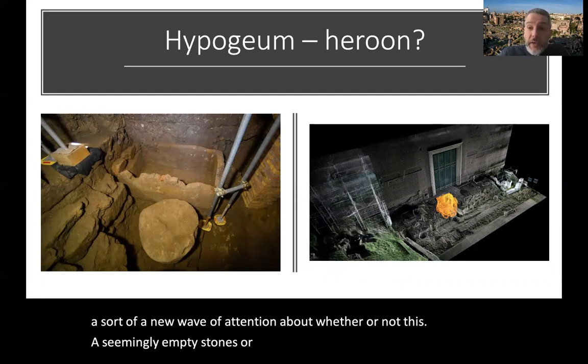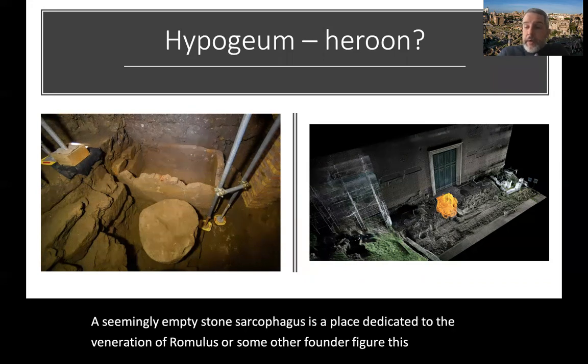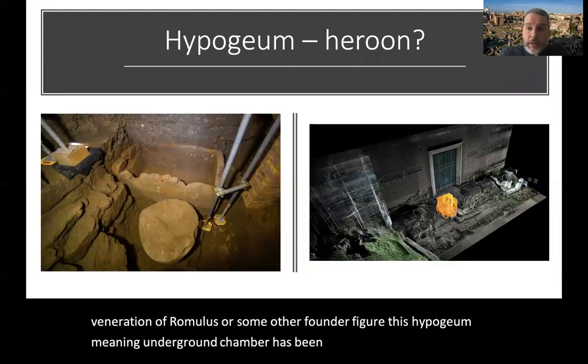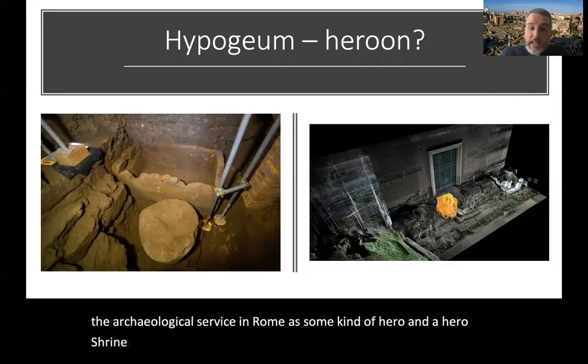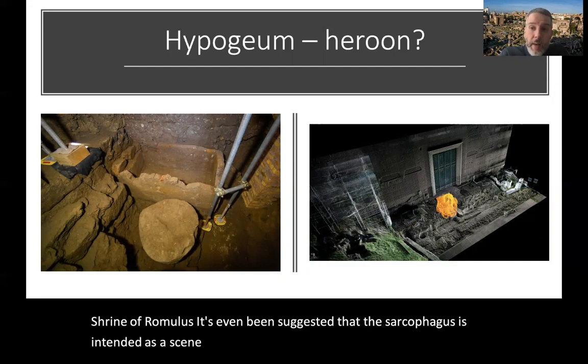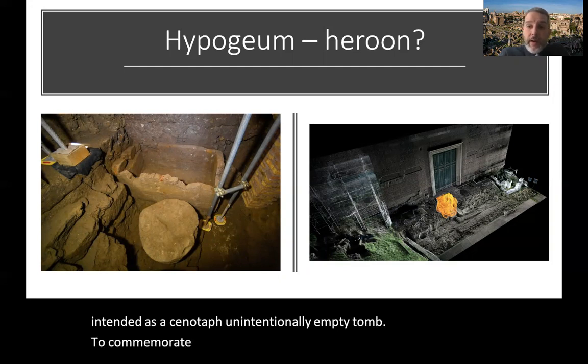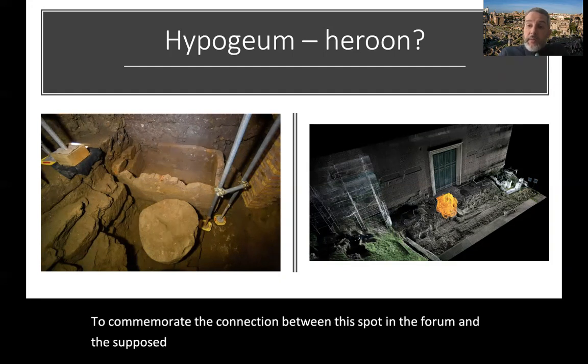This hypogeum, meaning underground chamber, has been interpreted preliminarily by the Archaeological Service in Rome as some kind of heroon, a hero shrine of Romulus. It's even been suggested that the sarcophagus is intended as a cenotaph, an intentionally empty tomb to commemorate the connection between this spot in the Forum and the supposed death and apotheosis of Romulus as founder figure.